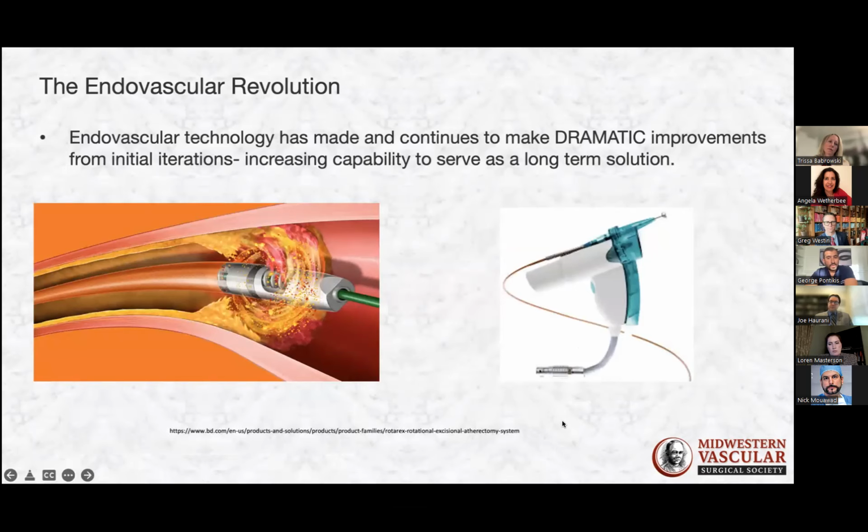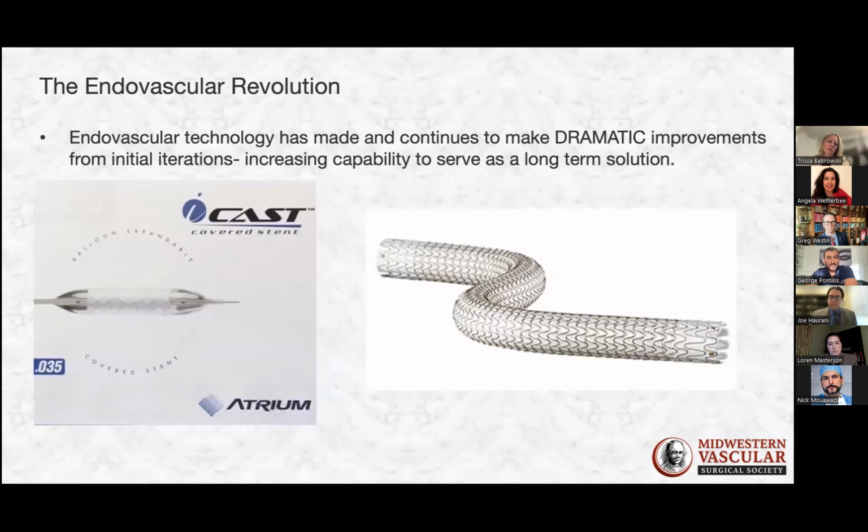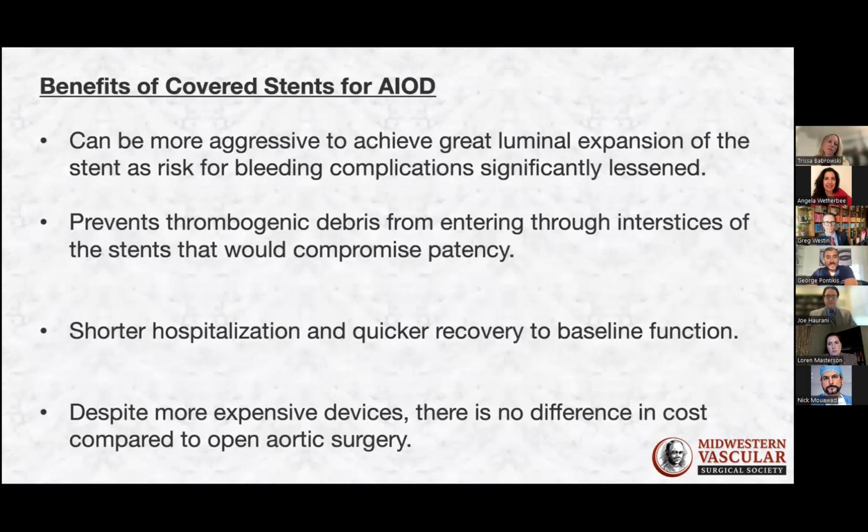Rotarex, from Bard, where with debridement and optimizing the lumen, you get better results for covered stents. And then the covered stents themselves: iCast on the left, Viabahn on the right that you see here, they're kind of the old stalwarts, if you will, of this, but with VBX and now low profile VBX, the technology continues to improve.